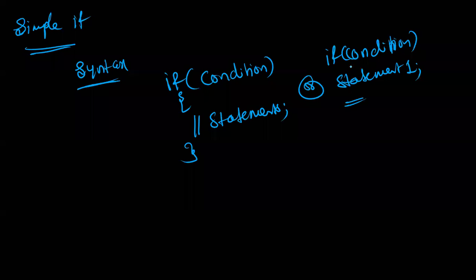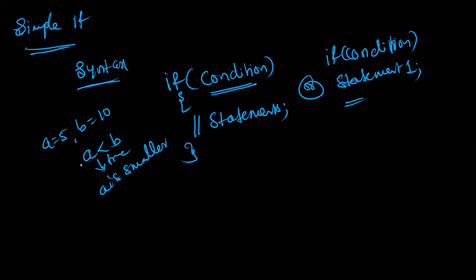Now I will show how it will work. For example, this is the condition. Condition means some logic we are giving. For example, A is equal to 5, B is equal to 10. Now you want to find the smallest number among these. So what condition will you write? You will write A less than B. If this is true, A is smaller. If this is false, B is smaller.